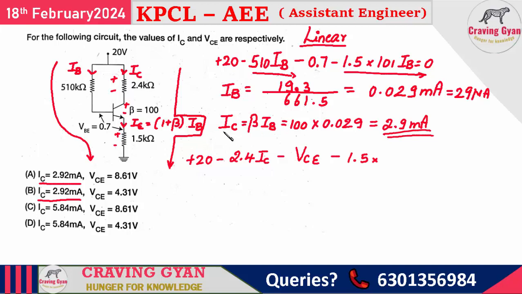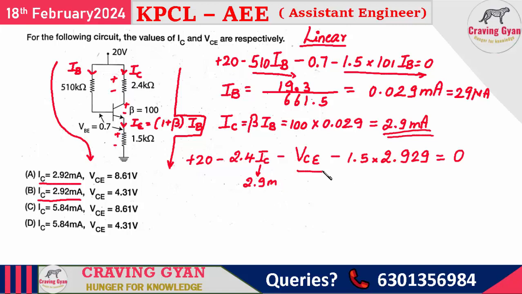See, already we have calculated the value of IE. The value of IE is IB plus IC, which is equal to 2.929 milliamperes. What is the value of collector current? I'm going to get 2.9 milli.